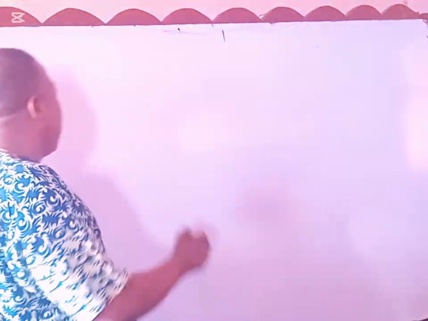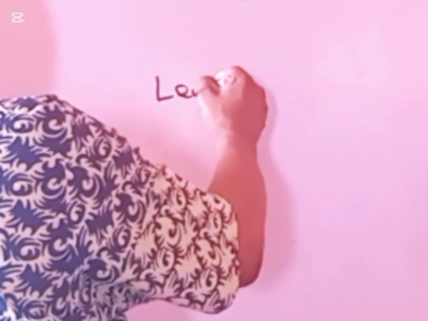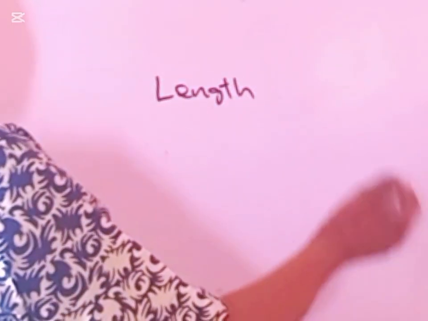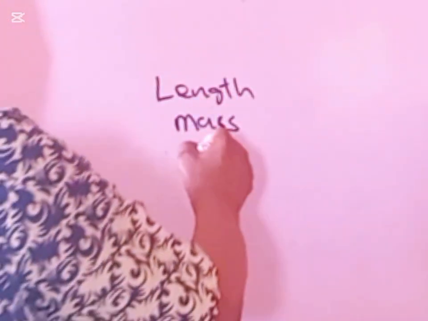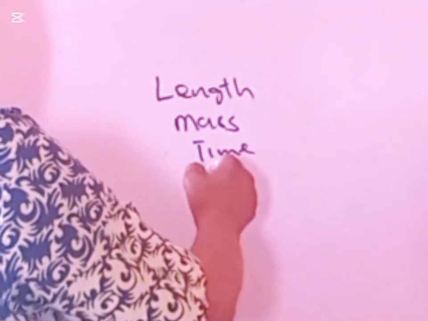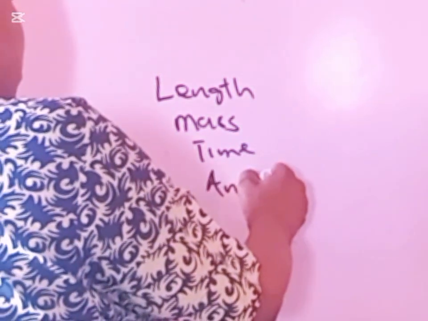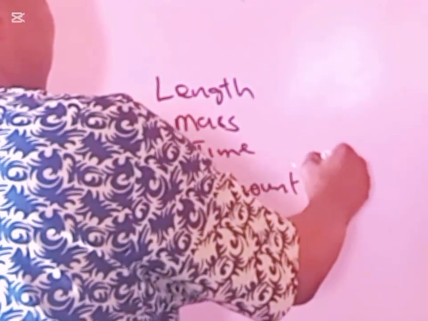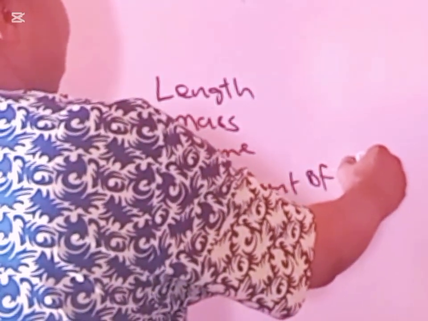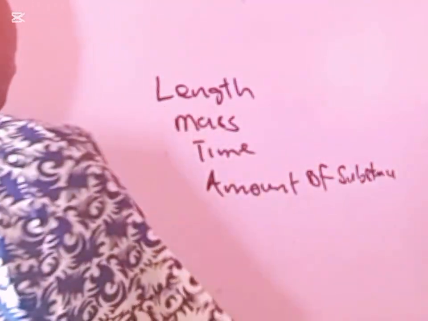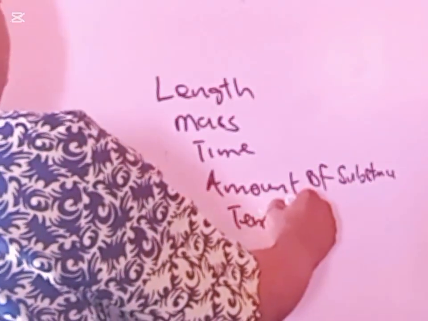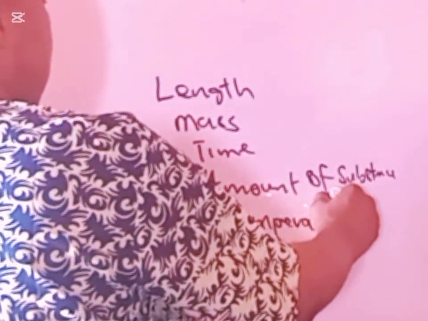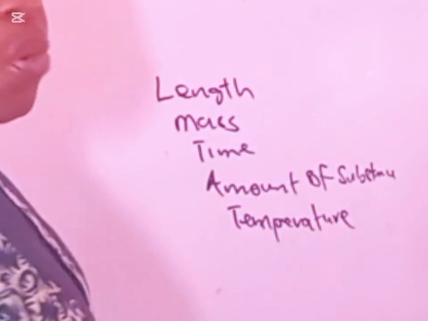So fundamental quantities, we know six main fundamental quantities. One, we know length. Two, mass. Then three is time. Then we know amount of substance, then we know temperature, and so on and so forth.